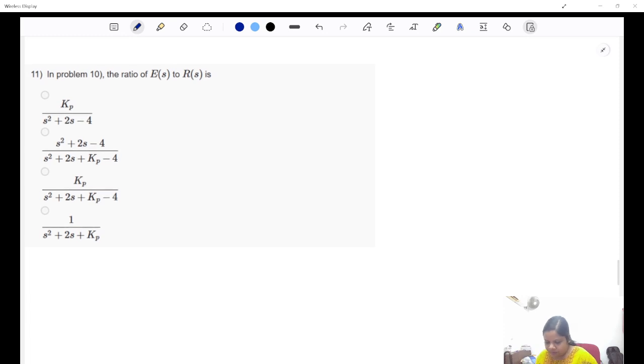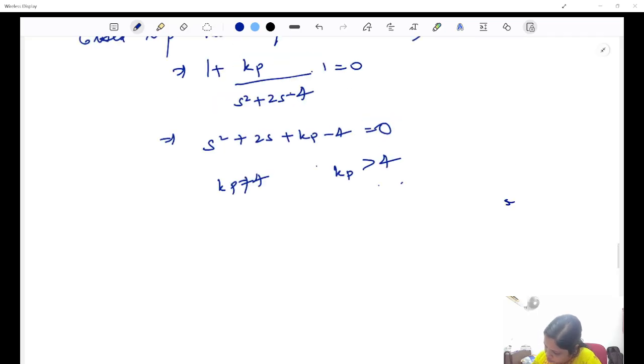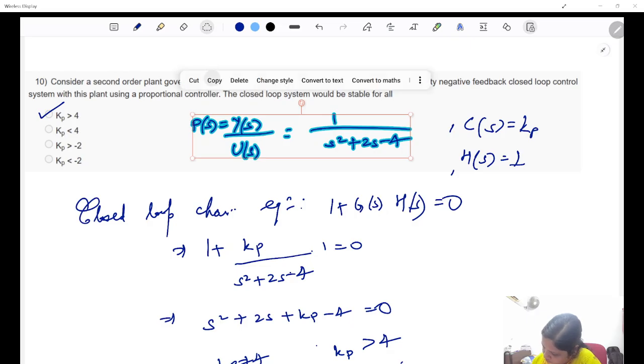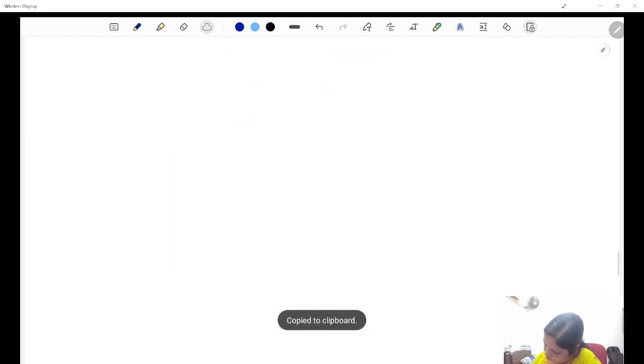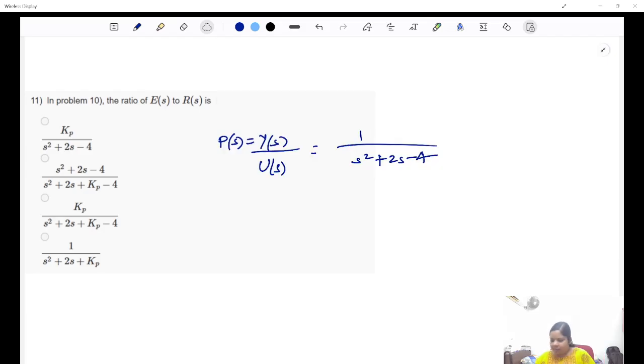Okay. So in this one, just let me copy the transfer function because we will be using it a lot of times. So this is our plant transfer function. The question is asking what is the ratio of ES to RS.